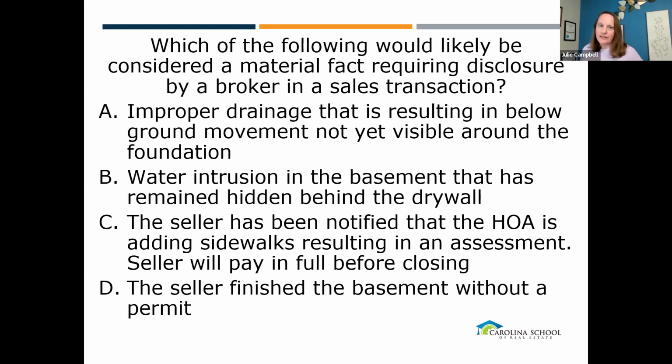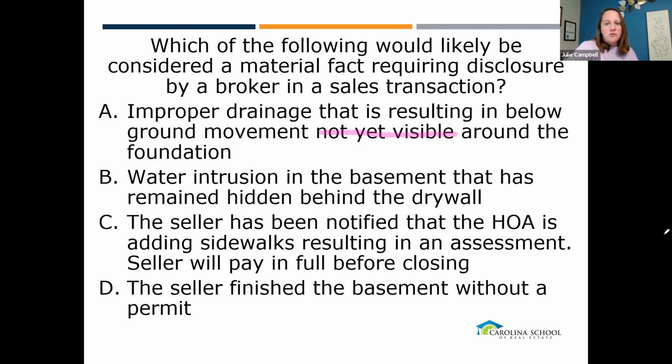Which of the following would likely be considered a material fact requiring disclosure by a broker in a sales transaction? A says improper drainage that is resulting in below ground movement not yet visible around the foundation. If I can't see it, if I don't know that it's there, do I have anything to disclose? It's not yet visible. Maybe one day it will be visible, but today it's not. So I have nothing to disclose with A.